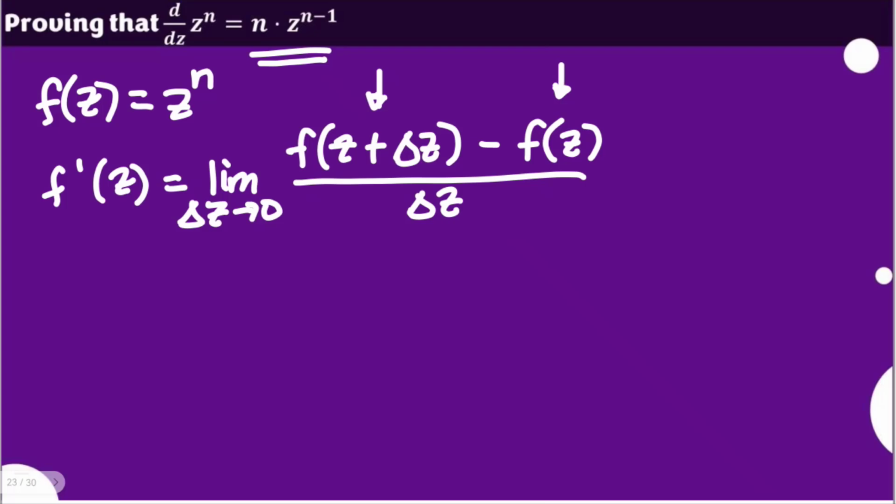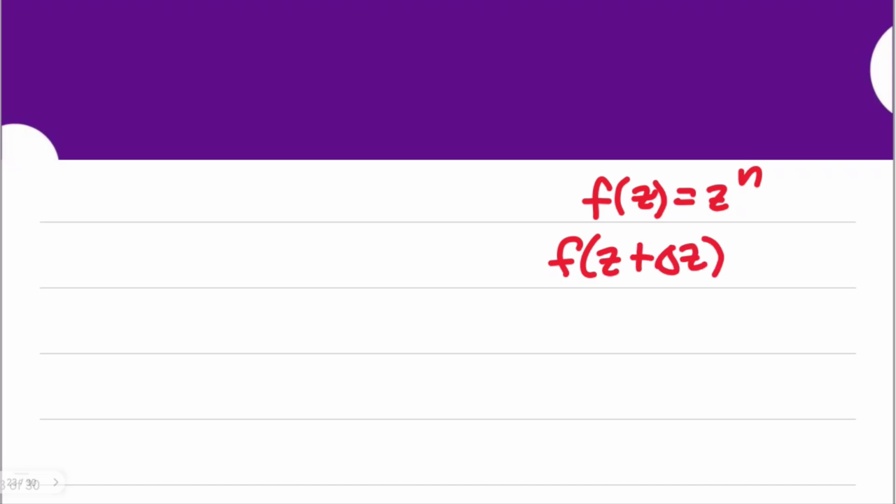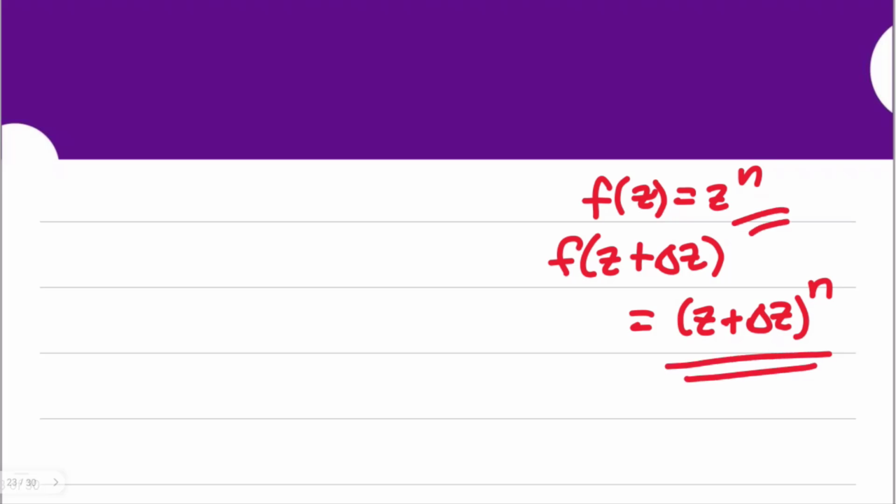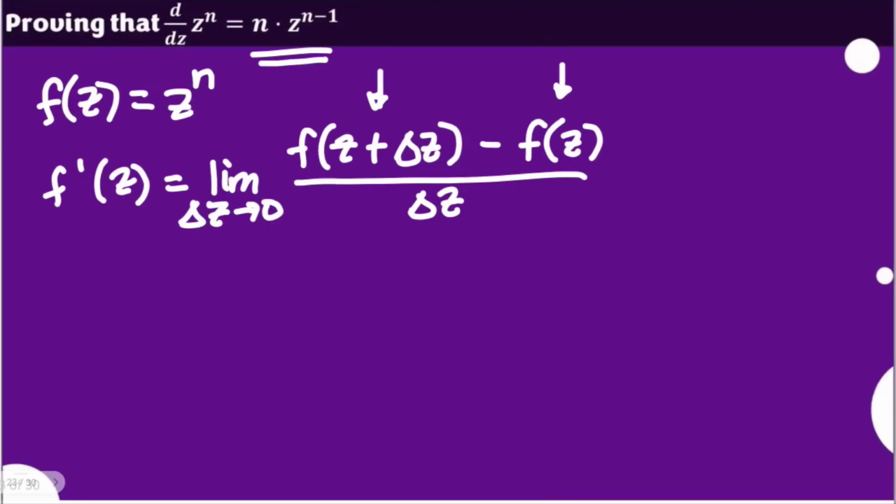Allow me to use a portion here of our scratch. We know that our function is z to the power of n, and our function of z plus delta z is equivalent to z plus delta z to the power of n. This is what we're going to apply later on in our given limit here. So we'll be using this and that, and hopefully we could apply some process as well. So this is what will happen here.